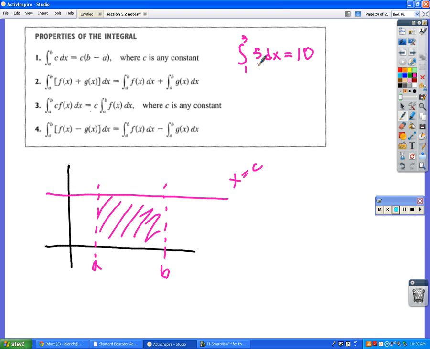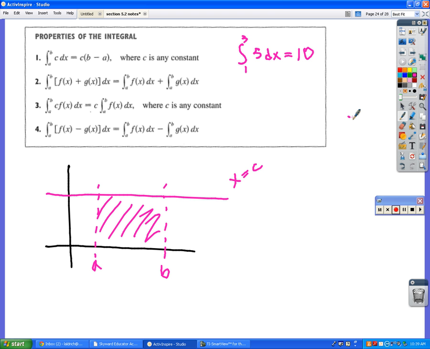All right, then the rest are fairly straightforward, and I don't know if you need to write them down besides number 1. Okay, number 2 says if you're taking the integral of two functions that have been added together, the integral of the sum is the sum of the integrals. Same thing with derivatives, right? When you took the derivative of x cubed plus 2x, it's the derivative of x cubed plus the derivative of 2x. You can do them individually, okay?